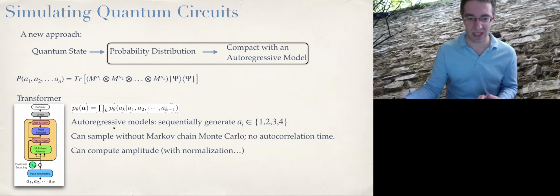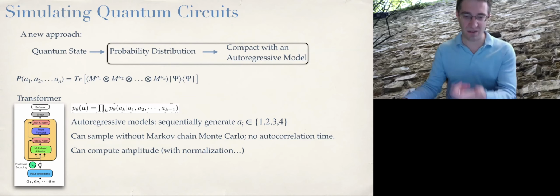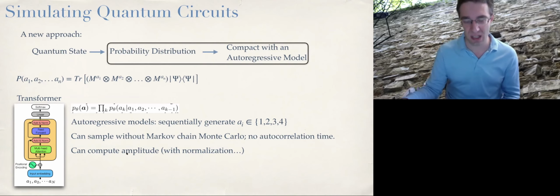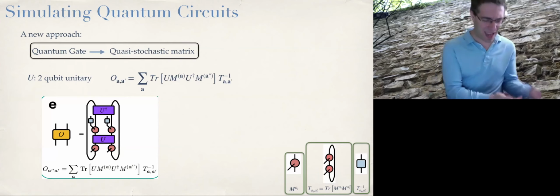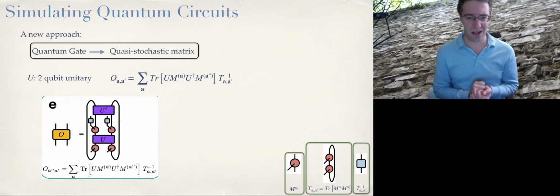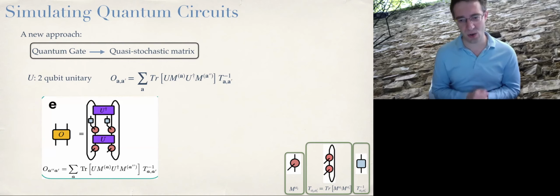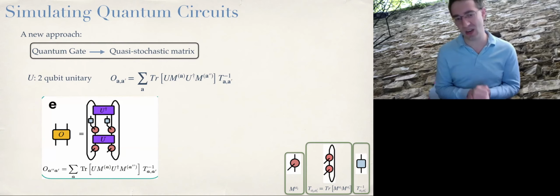There's no autocorrelation time. The other major feature of a transformer that is useful for us is you can hand it a configuration, 0, 3, 1, 1, 3, 0, and it will tell you the probability of that configuration. And that is the other feature that we need from this transformer. Okay, now you've got to take the quantum gate. You can't apply a quantum gate to a transformer. Instead, you can't apply a quantum gate to a probability distribution. So instead, the quantum gate gets mapped to some quasi-stochastic matrix.